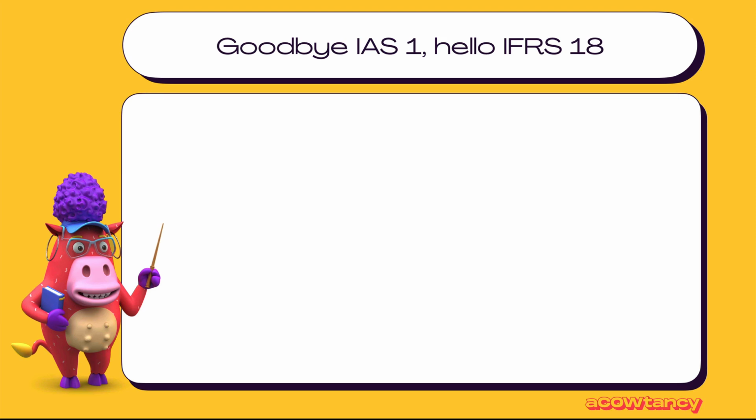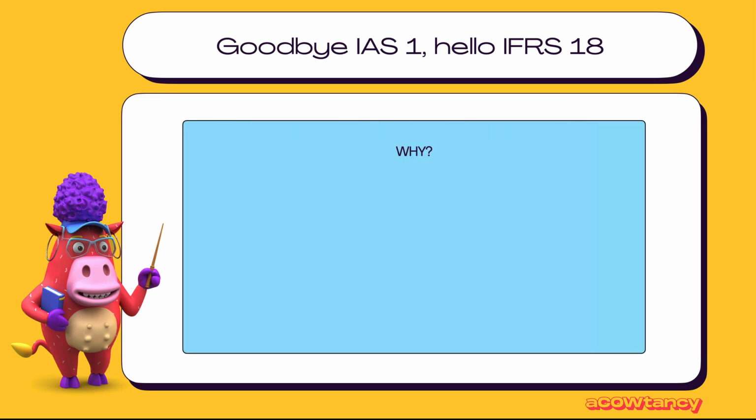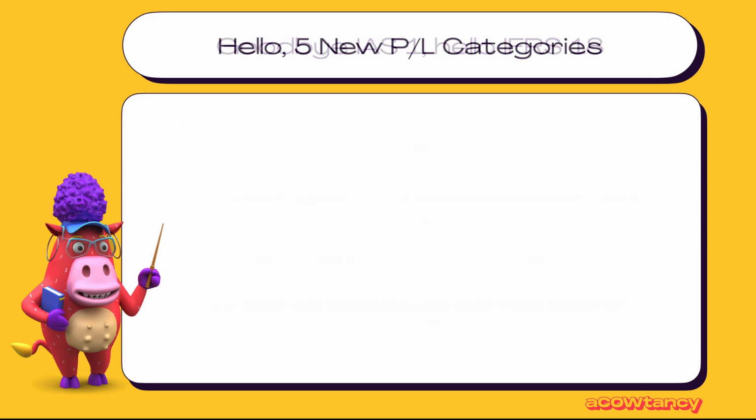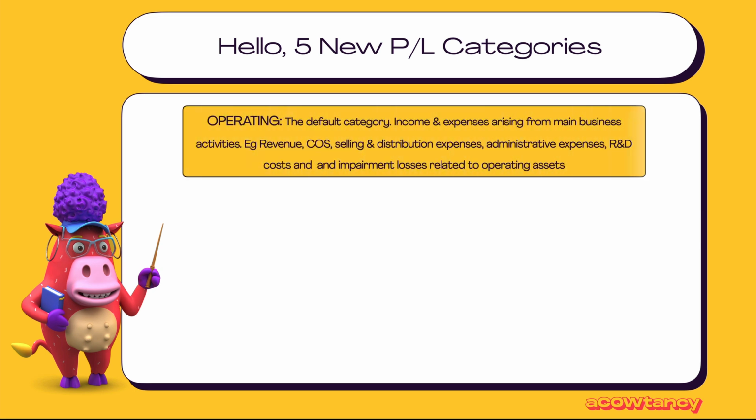Okay, so it's goodbye IAS 1, hello IFRS 18. Why? Well, generally the reason is that IAS 1 allowed too much variation, too much choice in how the P&L looked, where you put things or not put things, and this variability makes it difficult to compare one company to the other because you're doing things in different ways. So IFRS 18 has more defined categories and subtotals, so you've got less choice, so more consistency, and therefore more comparability. So let's say hello to 5 new categories.